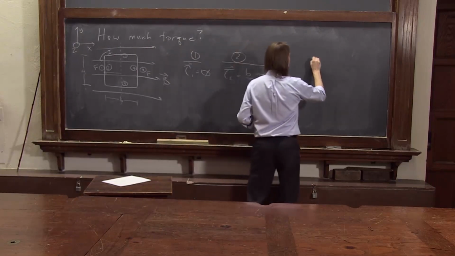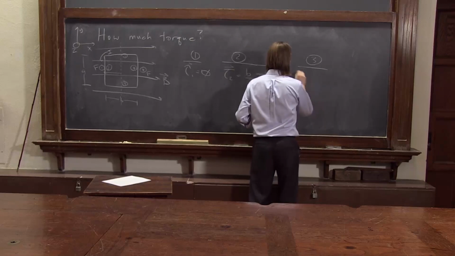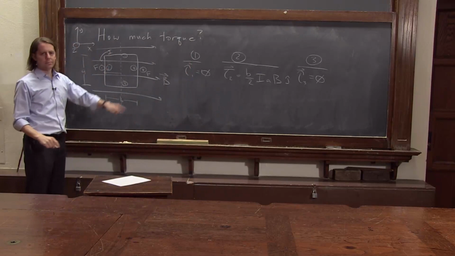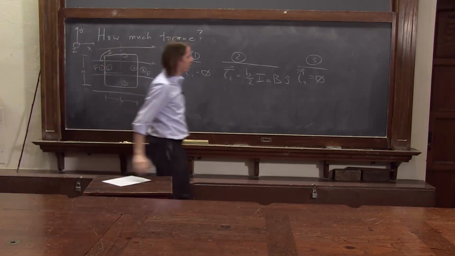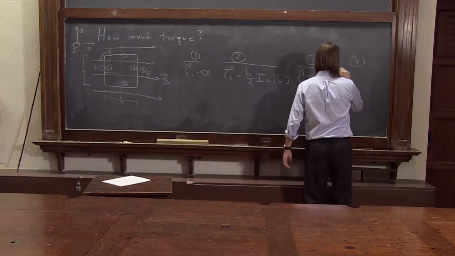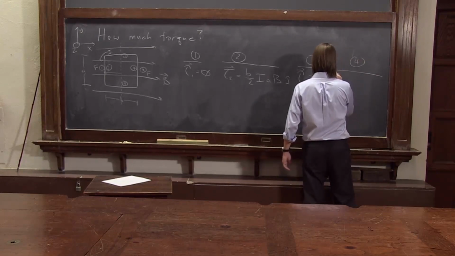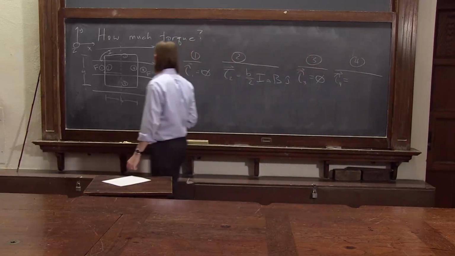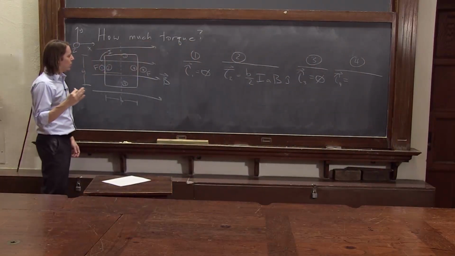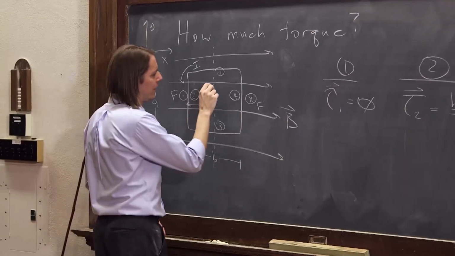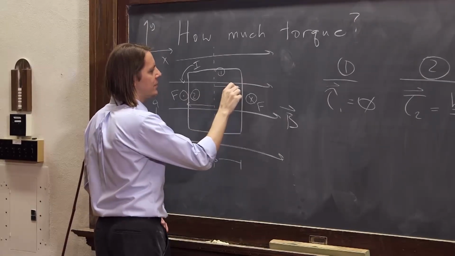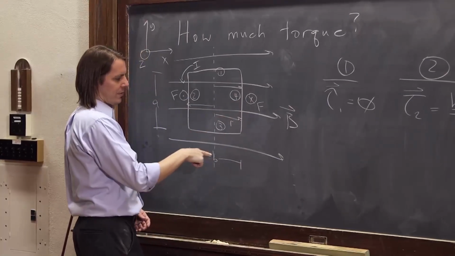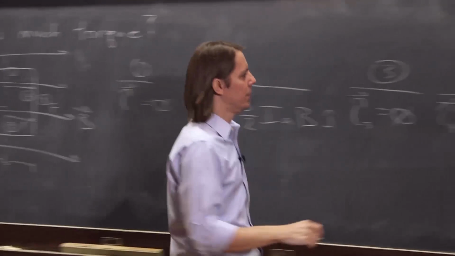J hat. 3, torque 3, 0, because the force is 0. If you don't have a force, you can't have a torque. And 4, torque 4. And now you're wondering, is it going to come out to be 0? I hope not. Let's see. So torque 4, R cross F. R is now from the axis of rotation to this side. Like that. There's an R right there. Its length, again, is B over 2.